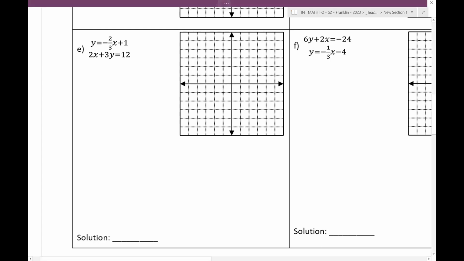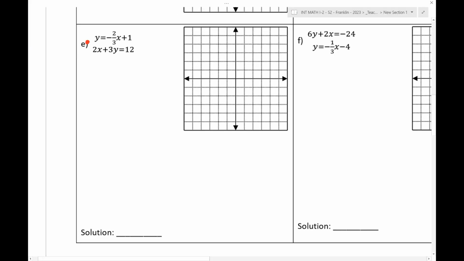Moving on to example E, we can go ahead and graph the first one, which is y equals negative 2/3 x plus 1. So we'll start at 1. We're going to go down 2, right 3, up 2, left 3, and make our line.